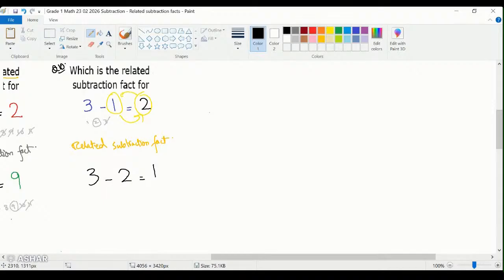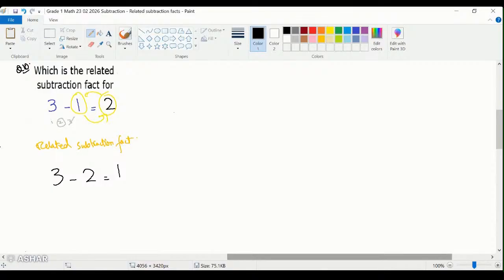Agree? This is not a difficult topic because it's already given to us, right? Later on, when we move ahead, we'll do addition and subtraction together, right? So once they are together, then it would be a little tricky. For this, we simply just need to give the related subtraction facts.